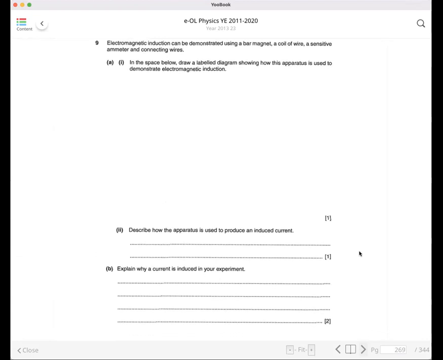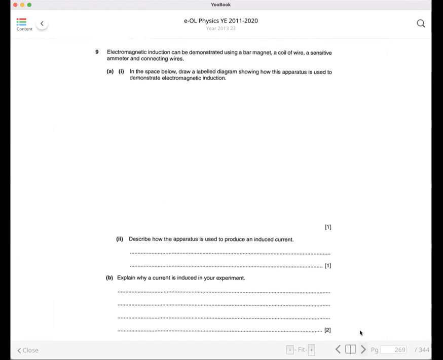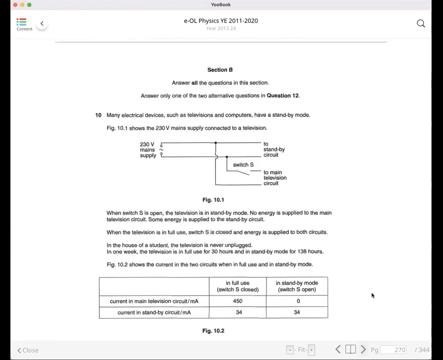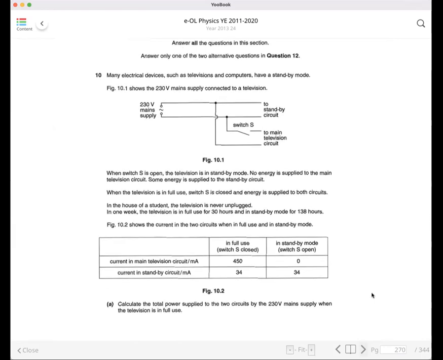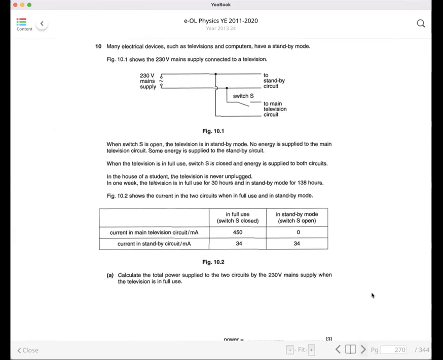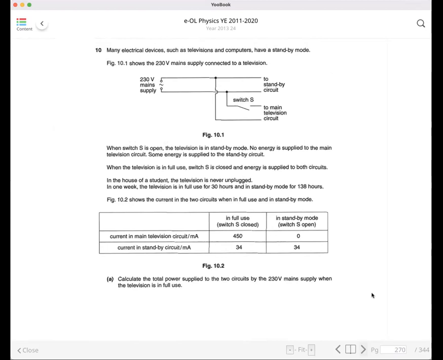This one is also another descriptive question. We'll skip this. Okay, let's do this question. Let's do question 10, part A. Calculate the total power supplied to the two circuits by the 230-volt mains when the TV is in full use. Okay, let's start doing now.